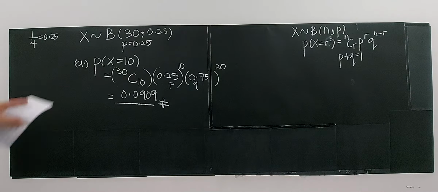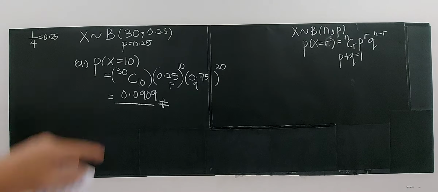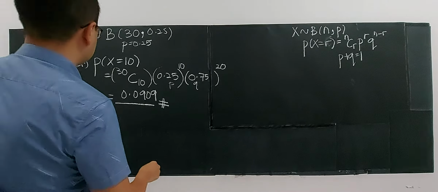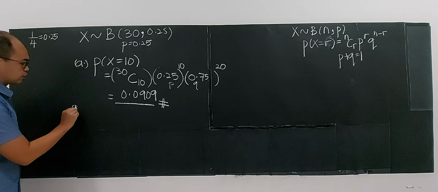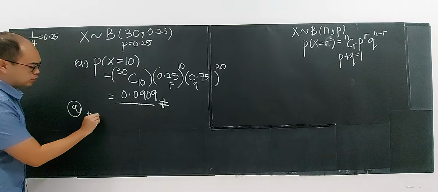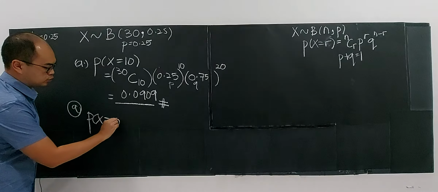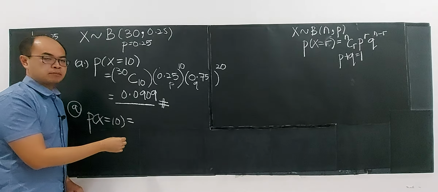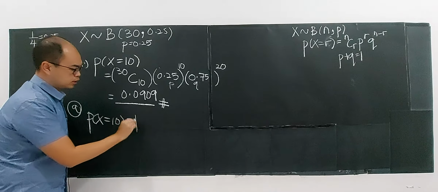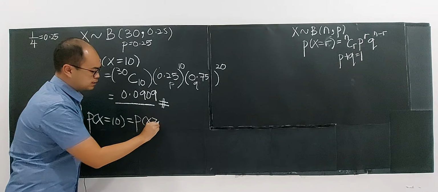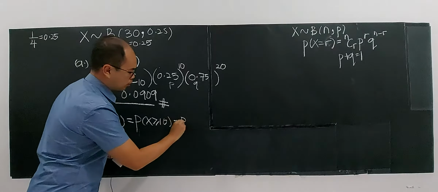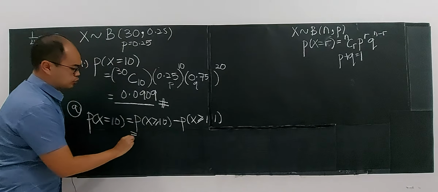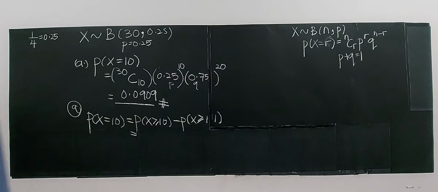You also can answer this by using the binomial distribution table. Alternatively, you can use the binomial distribution table. You have to refer to the video where I teach you how to use the binomial distribution table before looking at it. You can also do this by P(at least 10) minus P(at least 11), where you can get the values from your statistical table.